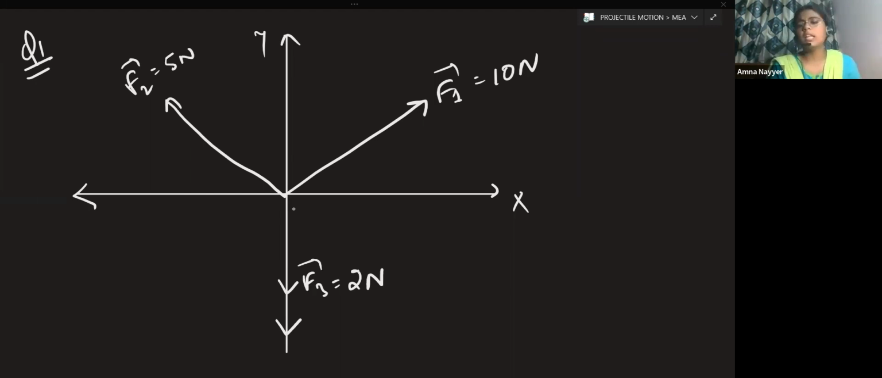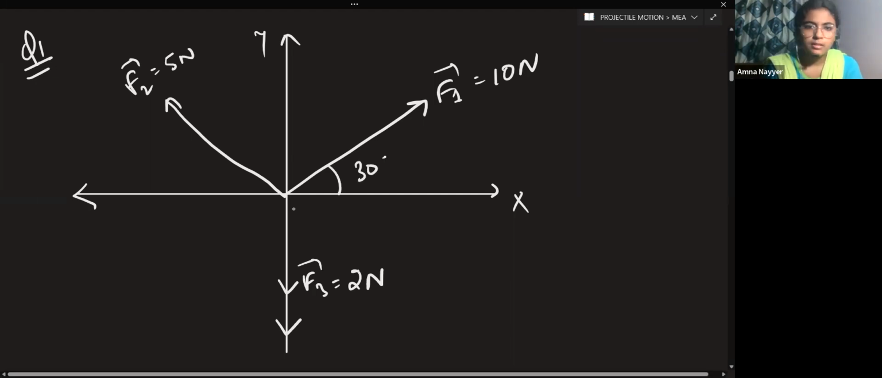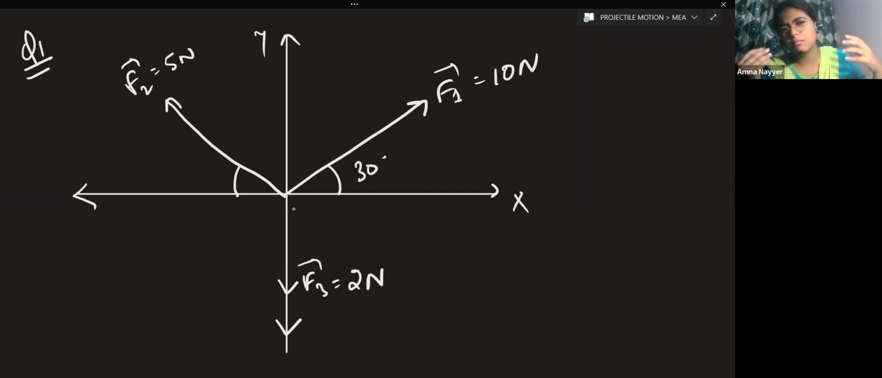See, this is a question given and you have to find out the net force. This is actually a question of laws of motion. But when you solve it, it is in reality a question of resolution of vectors only, because no concept of laws of motion will be required. F1 is at 30 degrees. Take F2 at 37 degrees.